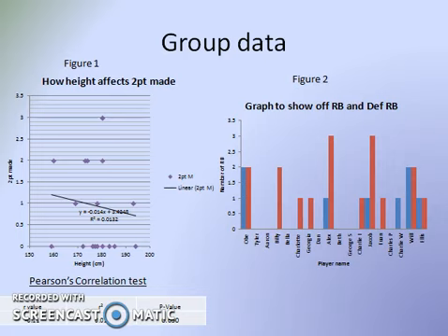2 pointers is within the performance criteria. However, only 9 players achieved them out of 18. This is only 50%. It shows that there is no significance as the P value is above 0.05.